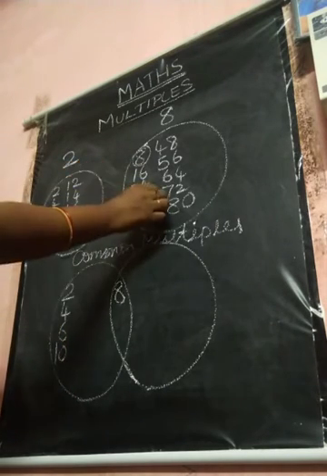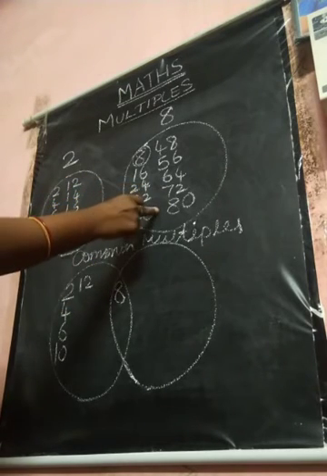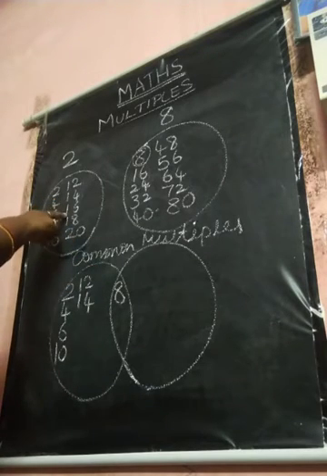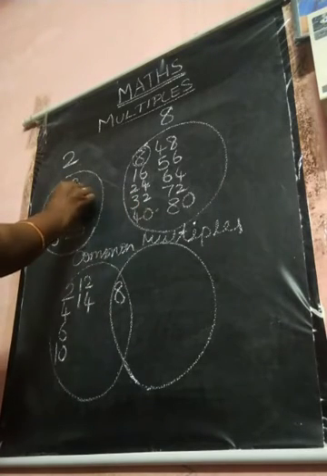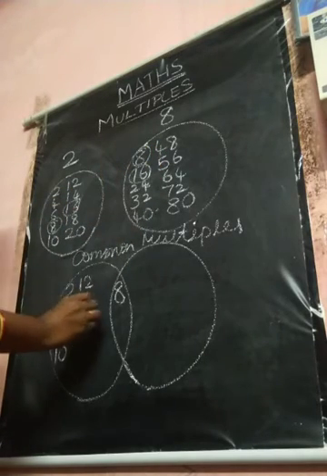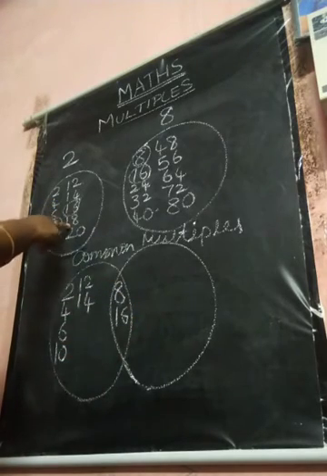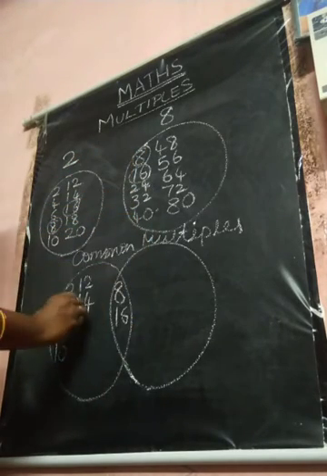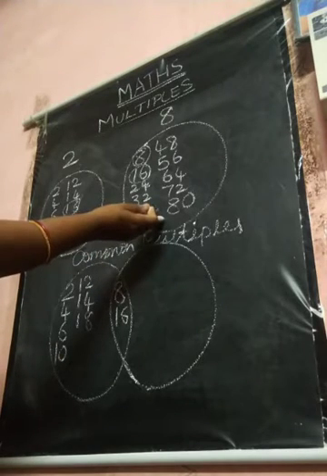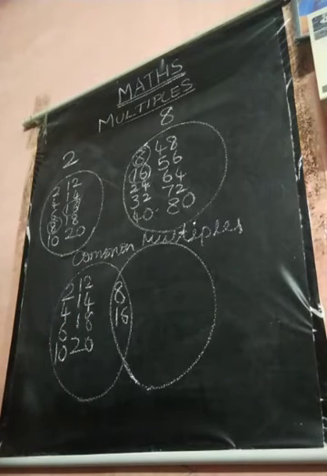12 is there, here is 12 there? No. You take it and write the 12. 14 is there, here is 14 there? No. You take it and write 14 here. Here 16 is there, here is 16 there? Yes. Here also 16 is there. You take it and write this in the middle. Here 18 is there, here is 18 there? No. You take it and write the 18 here. 20 is there, here is 20 there? No. You take it and write the 20 here.